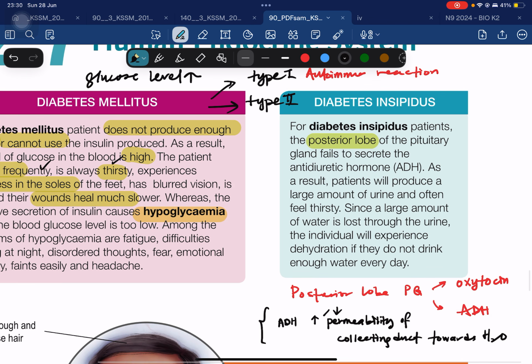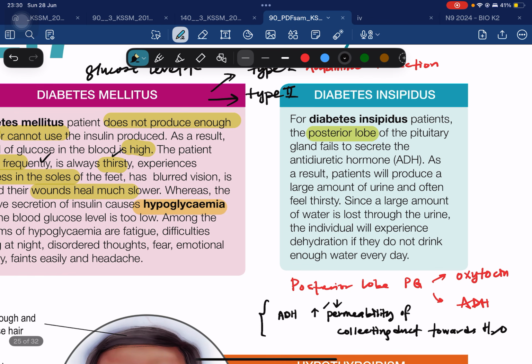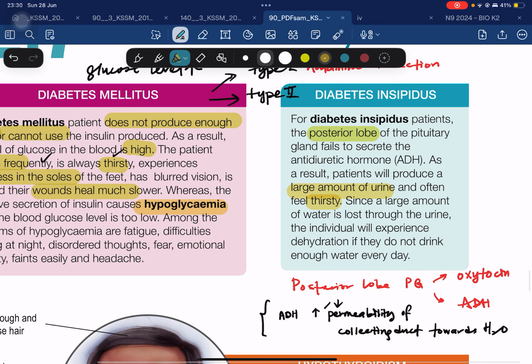So for diabetes insipidus, when your body cannot produce antidiuretic hormone, the patient will urinate a lot, and they will feel thirsty. When they urinate a lot, they must feel thirsty. They will encounter dehydration if they don't drink enough water, because they have urinated a lot already. Their body is running out of water, so for sure you feel thirsty. That's why this is a symptom of it.